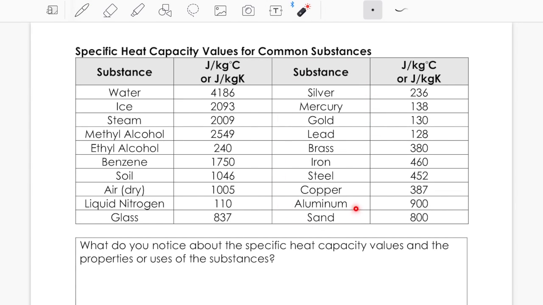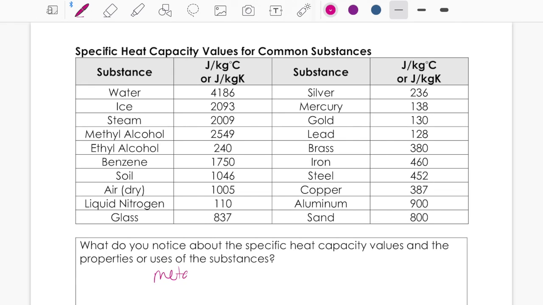Here's a chart of specific heat capacity values of common substances, and I just want to take a second to look at the two different sides. This side has lower specific heat values, and this one has higher specific heat values. This side requires more energy input in order to change the temperature of 1 kilogram of a sample, whereas this one does not take as much heat or energy input in order to change the temperature of the substance.